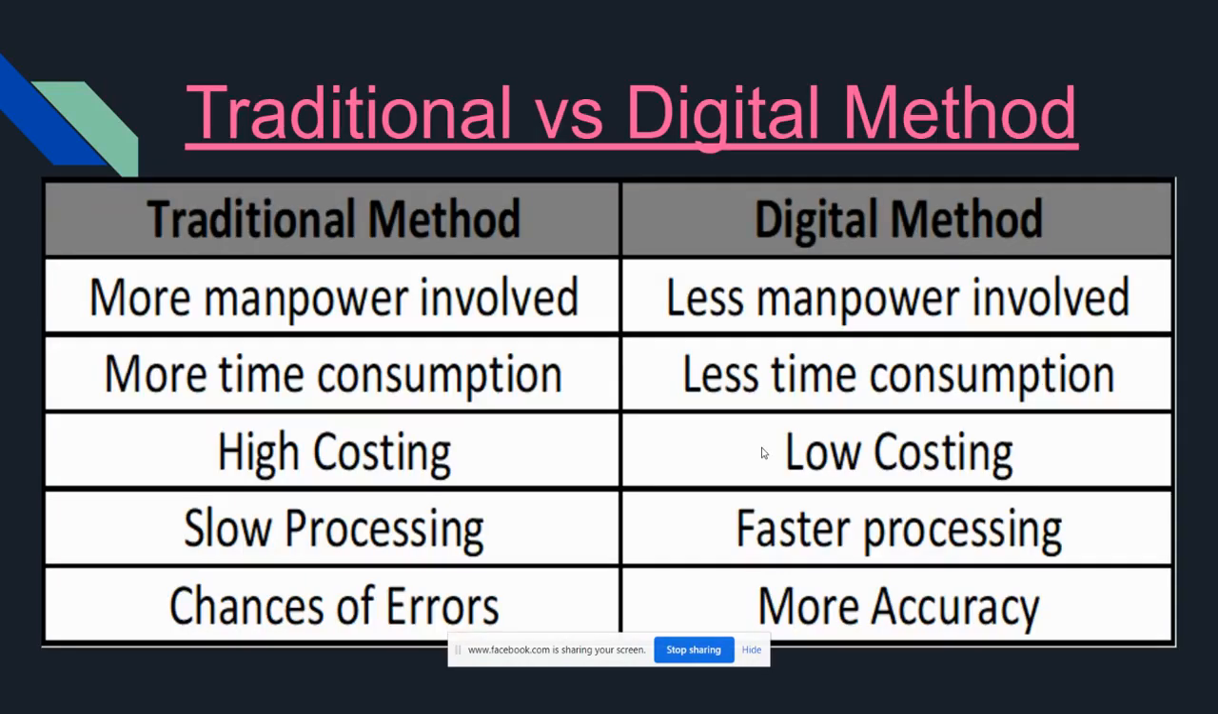So now we'll understand the difference between the two. The traditional way takes a lot of time. It's totally time consuming. A lot of manpower is used. High costing is there. A lot of errors would be happening and very slow processing. But in a digitalization method, there is less time consumption, less manpower is used, very low costing, the risk of errors is very low and very fast processing.